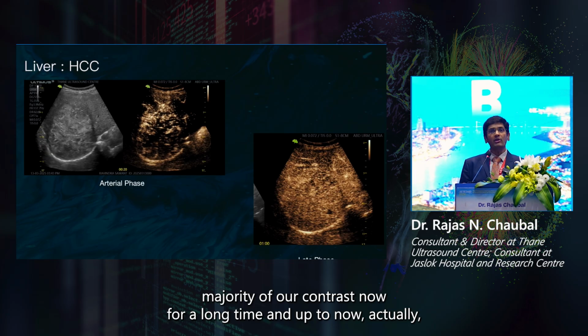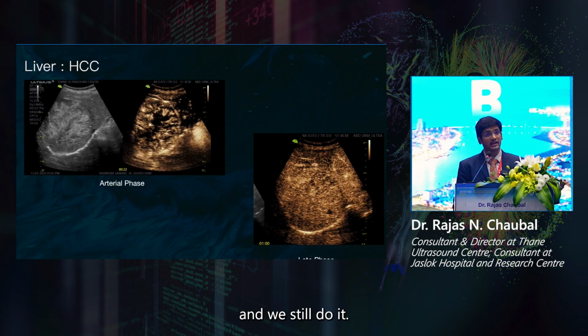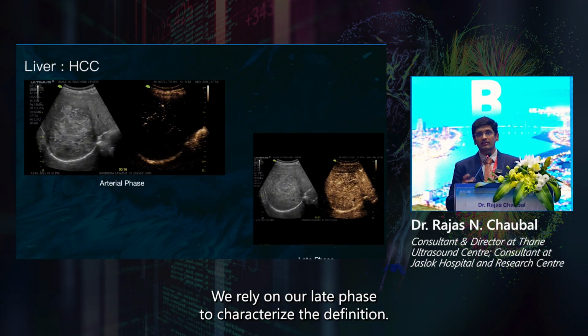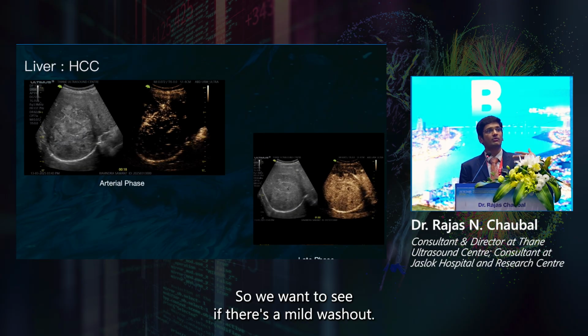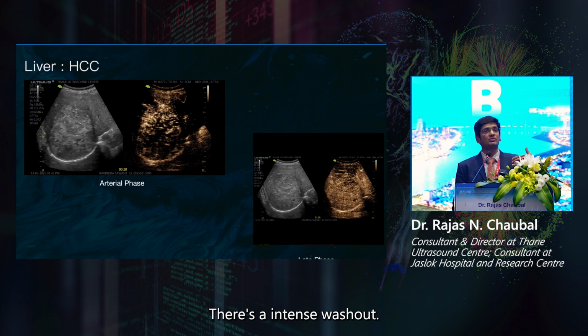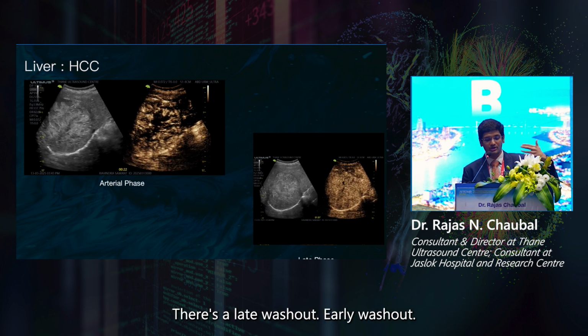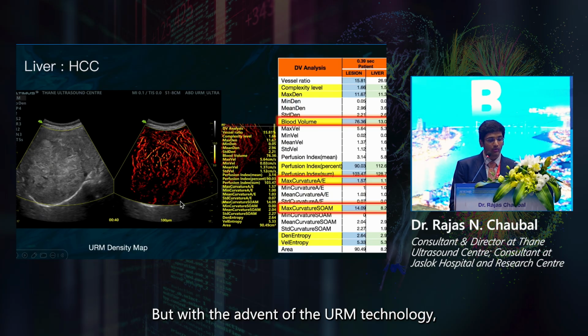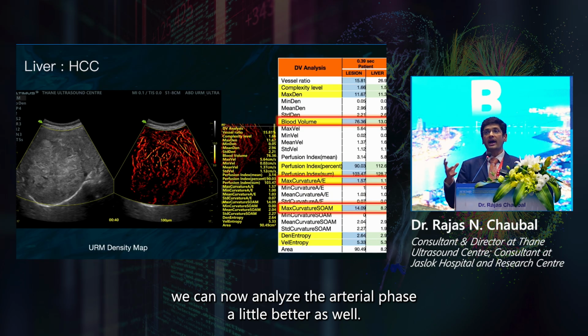And now let's talk about the liver, because this is where we indeed use the majority of our contrast. For a long time, and up till now actually, we still rely on our late phase to characterize the liver lesion, right? So we want to see if there's a mild washout, an intense washout, a late washout, an early washout.